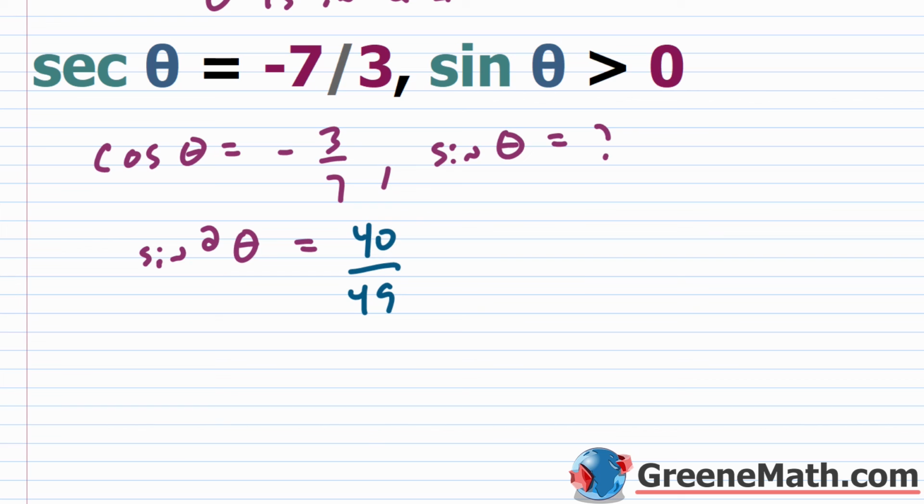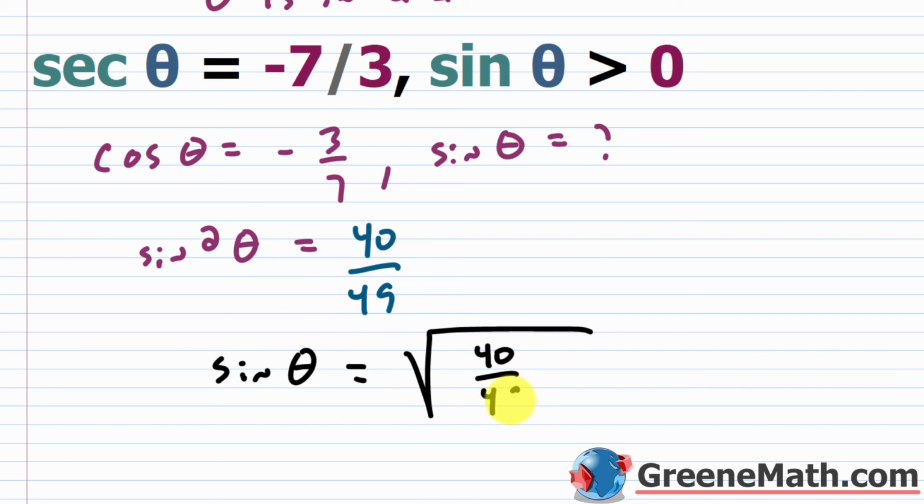Now, from the square root property, what we can do is say that the sine of theta is going to be equal to the square root of 40 over 49. Normally you put plus or minus, but again, we're in quadrant 2, so we know this is just the principal square root. So for this, I would break it up and say it's the square root of 40 over the square root of 49.